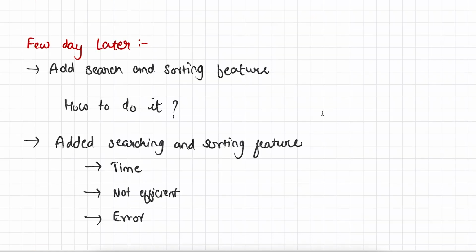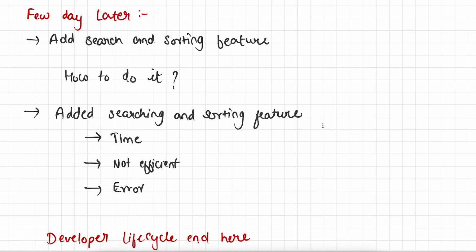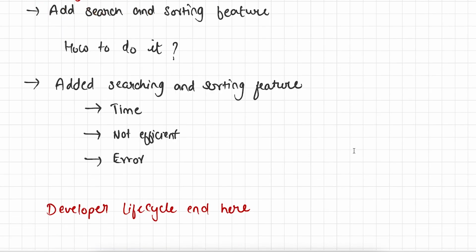Now both are happy. After a few days, his friend again came to him and said, "I want search and sorting features. I want to search my products and I want to sort products based on the date of creation." Now again he was bummed out. What to do? Because he doesn't know how to implement search and sorting features. So after spending numerous hours, he somehow managed to write the searching and sorting features. But here is a catch. First of all, he spent a lot of time writing searching and sorting features, and he is not even sure whether the searching and sorting features are efficient or not.